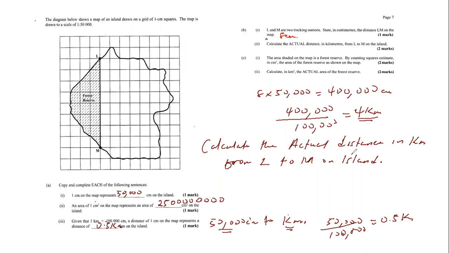Sir, where did the 8 come from? Remember, the 8 is the one we counted from L to M initially, the answer we got previously. We counted here 1, 2, 3, 4, 5, 6, 7, 8 boxes. Each box is 1 centimeter, so I got the 8. Thank you, sir. You get that?